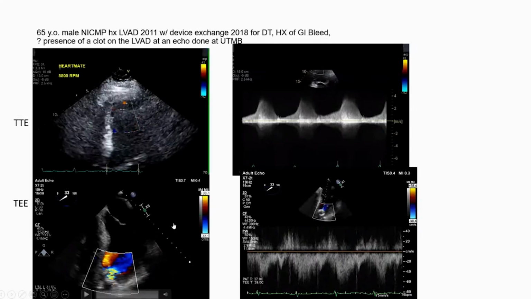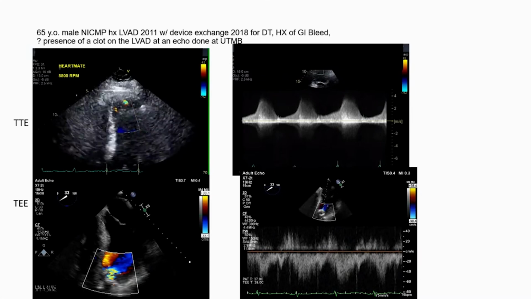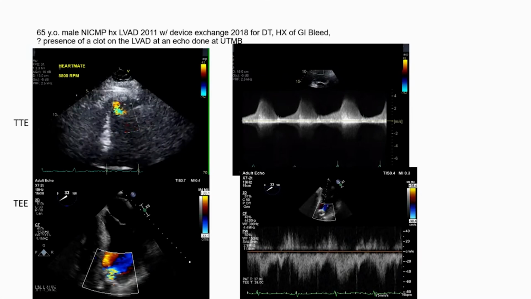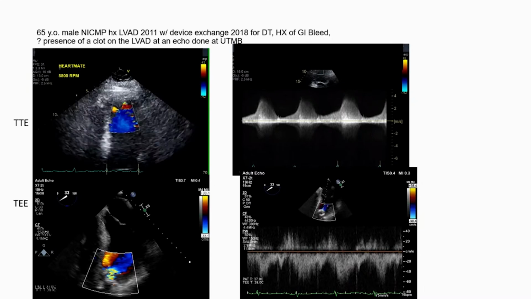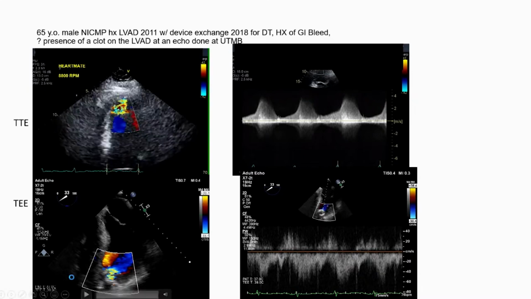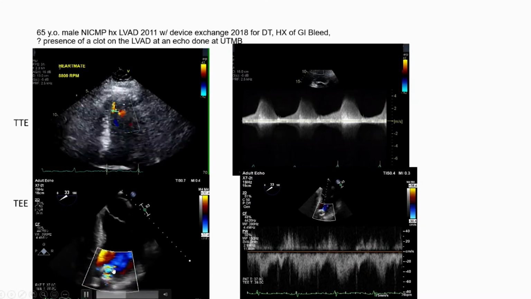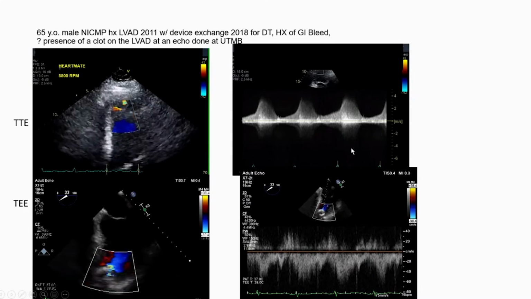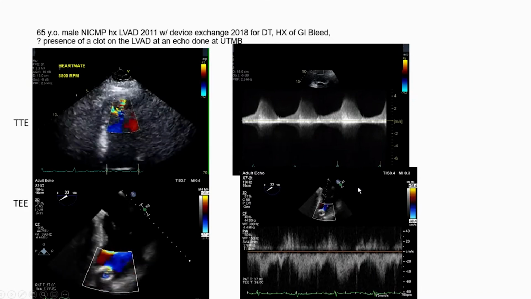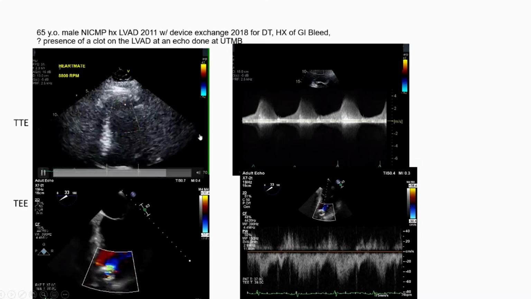So just a couple of interesting cases. 65 years old, LVAD, GI bleed, and possible clot in the echo. As you can see, very turbulent flow. And the patient also had a TEE showing suspicious inflow cannula obstruction with high velocity. So the question is, what caused the obstruction?